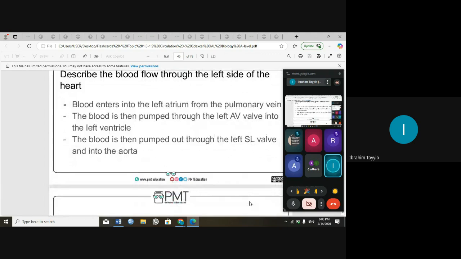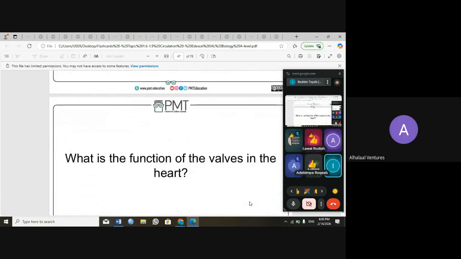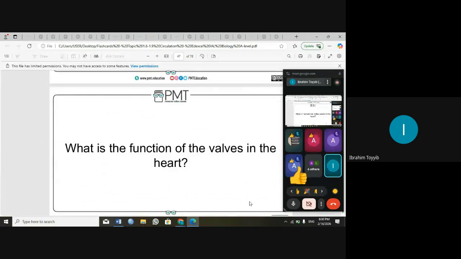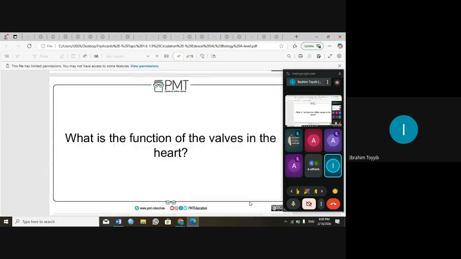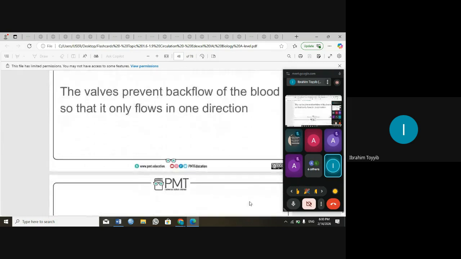I think you understand that. So what is the function of the valves in the heart? To prevent the backflow of blood. Backflow of blood, that's good. So that allows it to flow in one direction.